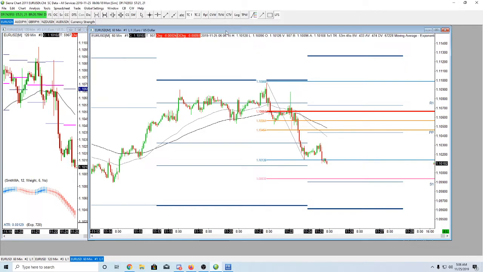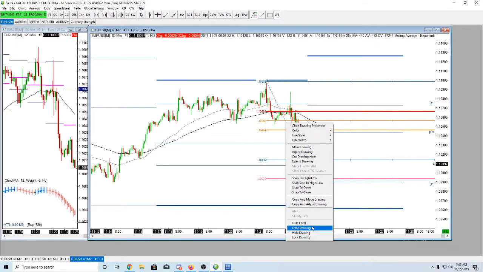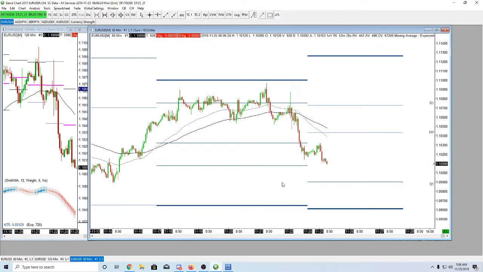This is the Euro USD. Let me erase this real quick just to start from scratch. All right, here's what we got.